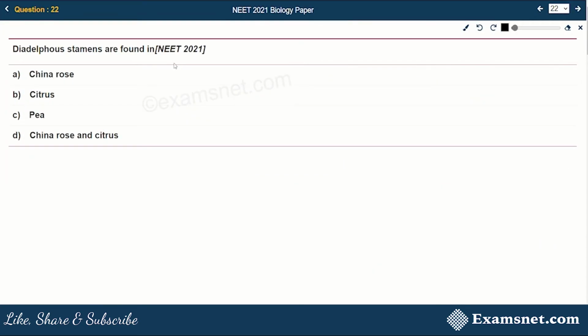Question number 22 is from the chapter Morphology of Flowering Plants, class 11. And the question is, diadelphous stamens are found in, and the options are China rose, citrus, pea, China rose and citrus. And the correct option is option C, that is pea. So what is a stamen? A stamen represents a male reproductive organ of a flower, and it consists of two different parts, namely anthers and filament. Now many stamens together constitute an androecium.